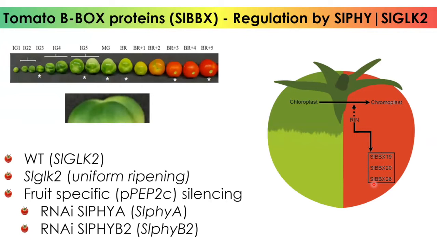Then, to further explore those six that I highlighted before, we made a new experiment using the wild type, the mutant uniform ripening that lacks functional Golden 2-like 2 (GLK2) proteins, and two transgenic lines with fruit-specific silencing for phytochrome A or for phytochrome B2. What we know from these genotypes from the literature is that GLK2 will activate chloroplast differentiation, phytochrome B2 can inhibit GLK2, while phytochrome A will induce chloroplast division and biogenesis in a GLK2-independent way.